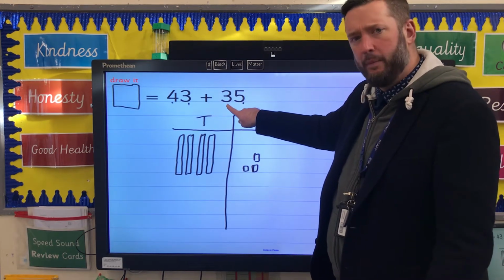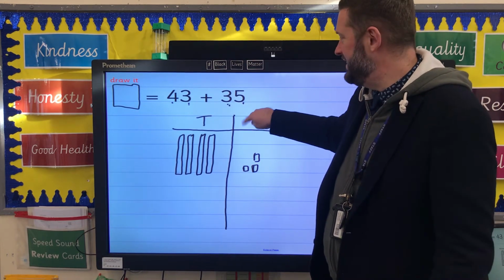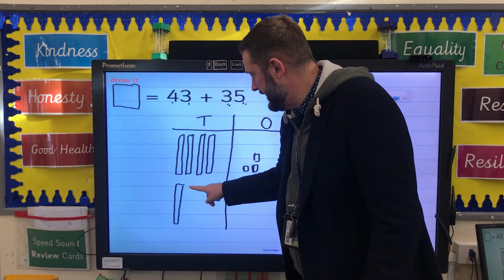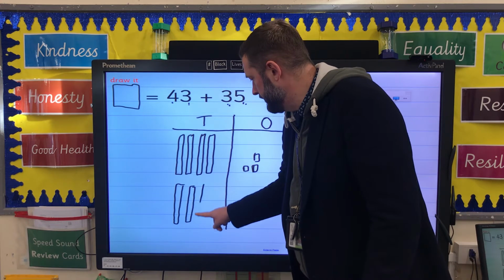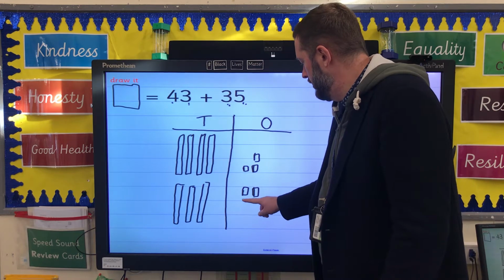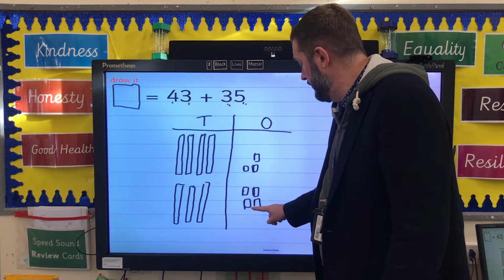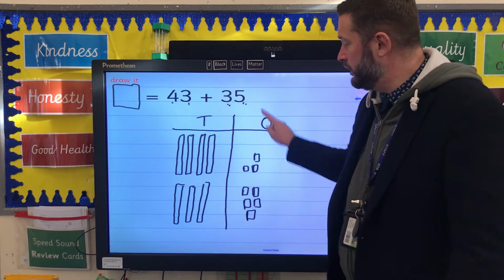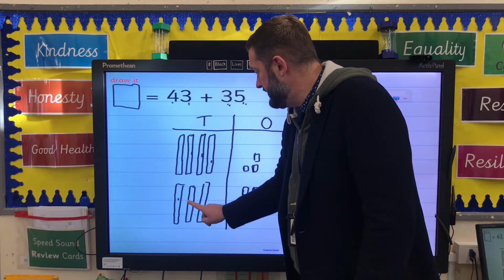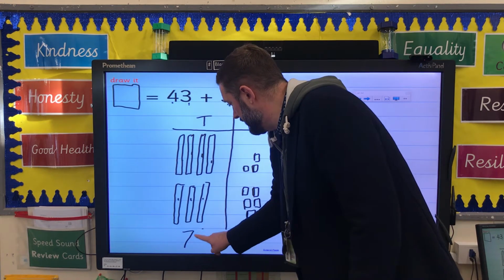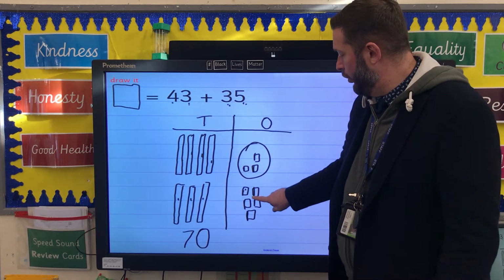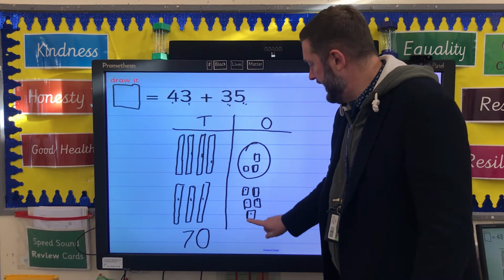And 35 is how many tens? Yep, 3 tens. How many ones? Yep, 5 ones. 3 tens, trying to keep them the same size, nice and neatly. And 5 ones. Now I'm going to total my tens. 10, 20, 30, 40, 50, 60, 70. Now I'm going to total my ones. 3, 4, 5, 6, 7, 8.